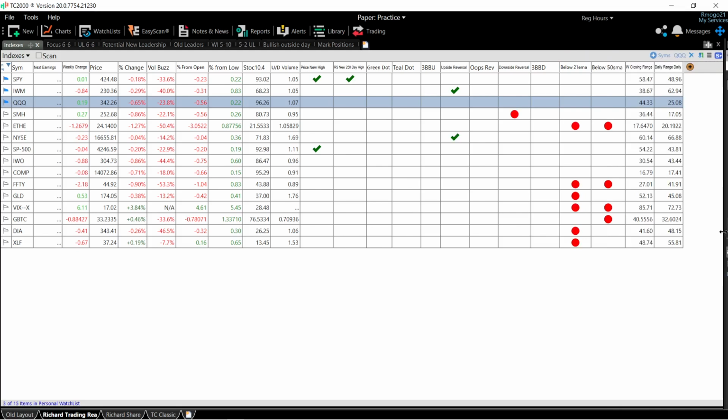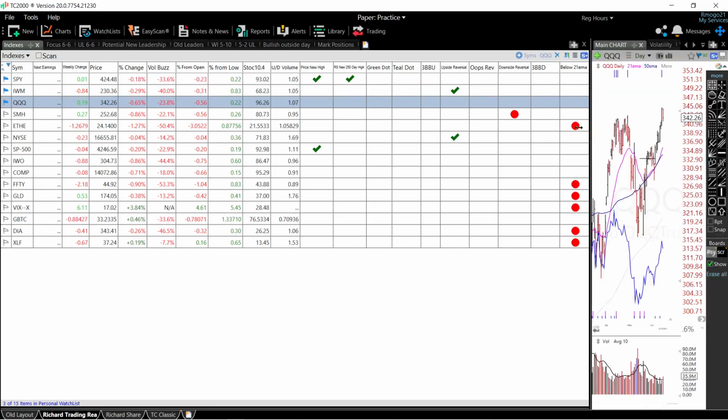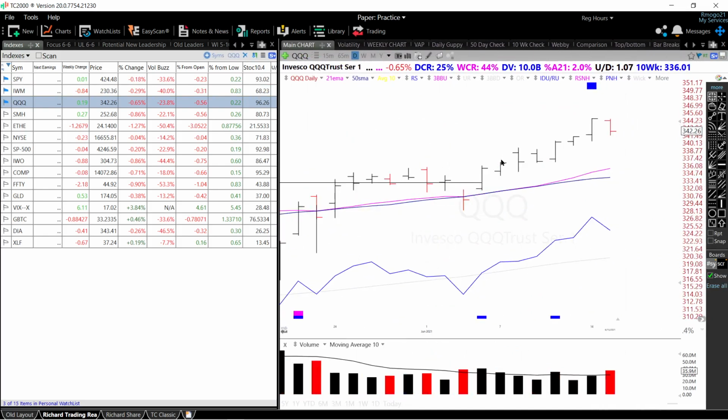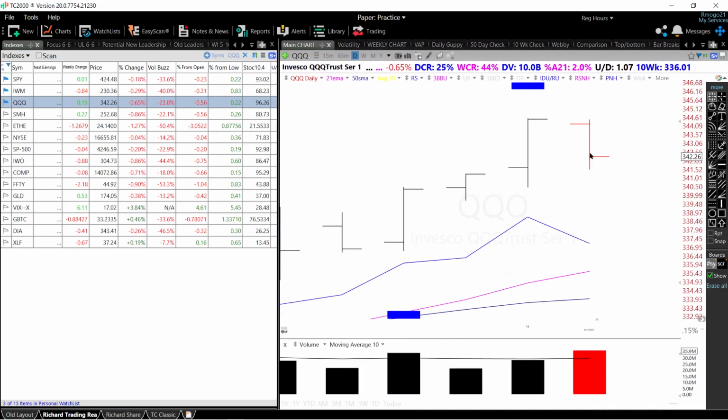I've got a bunch of different ones here, but we're going to start over on the right-hand side and talk about closing ranges. A closing range, if you're not familiar with it already, is basically where the stock closed within the range from its high to low. So here on the Qs yesterday, we had a closing range of about 25% because this close right here is about 25% from the low within the range from the high to low. So that's what a closing range is.